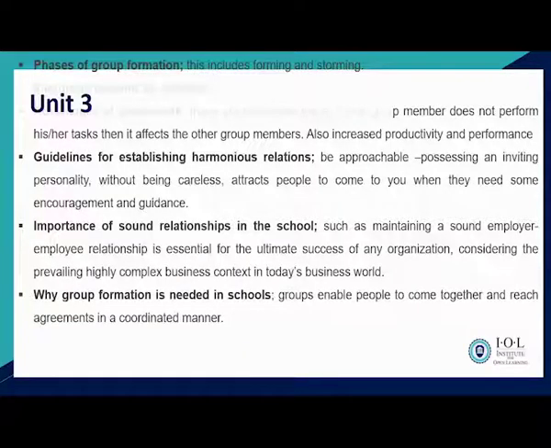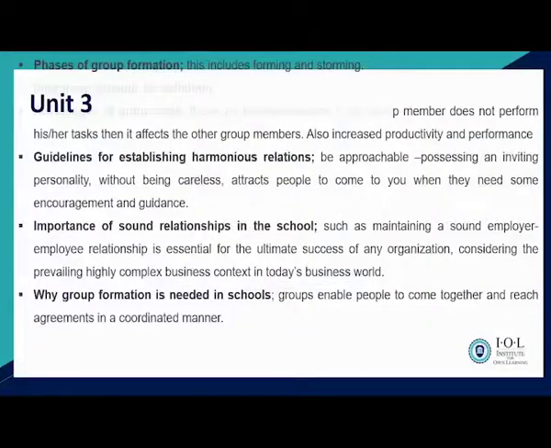Guidelines for establishing harmonious relationship. The guidelines for establishing harmonious relationship include, to be in harmony means you are humble. You can work with other people. Hence, the guidelines to do that, you must be approachable. People must not be afraid to approach you.